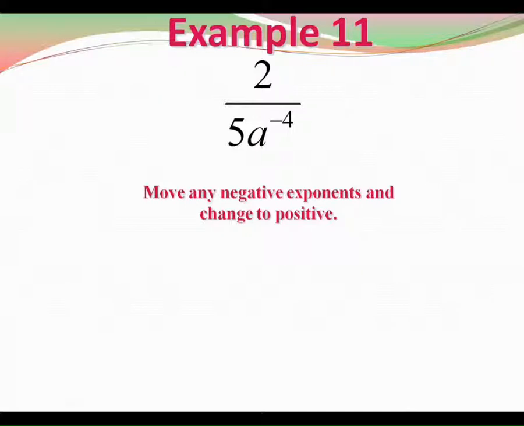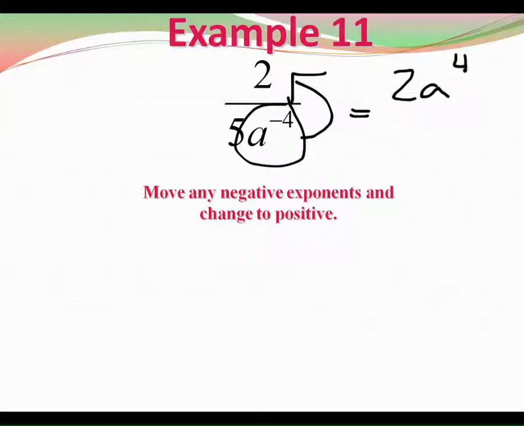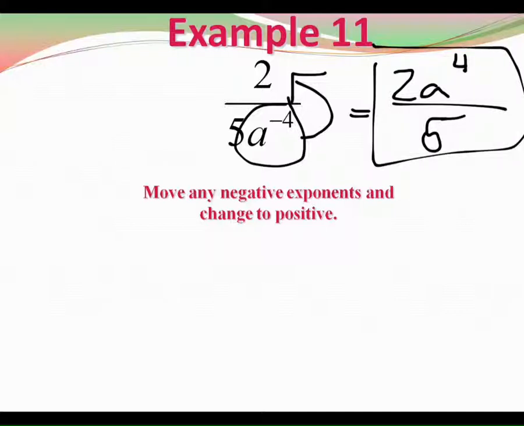This one, I have 2 divided by 5 times a to the negative 4th. So this part of the fraction, the 2/5, I can't simplify any further, right? 2/5 is simplified to 2/5. So I'm going to leave it how it is, but I have a negative exponent, so it needs to go to the numerator. So that means in top, I'm left with 2a to the positive 4th divided by 5, and that would be my solution.